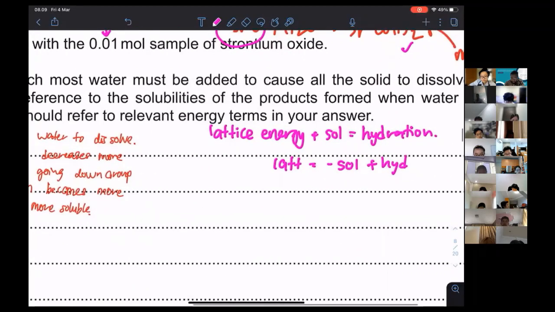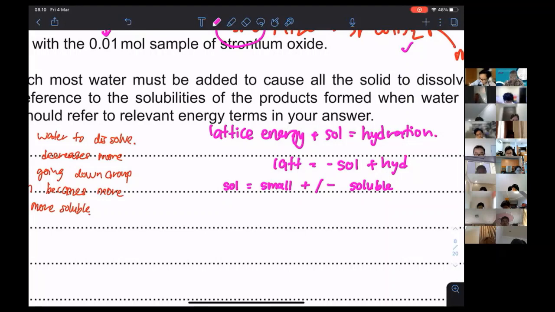If your enthalpy of solution is a small positive or must be negative, then we say it's soluble. This is very important. A small positive or generally negative value, they are soluble. This is very important.